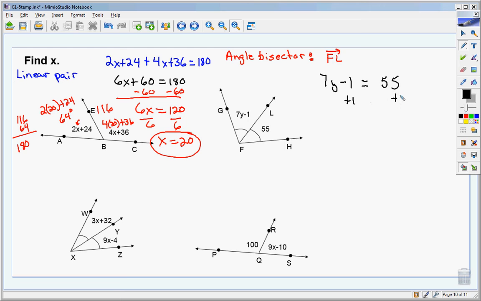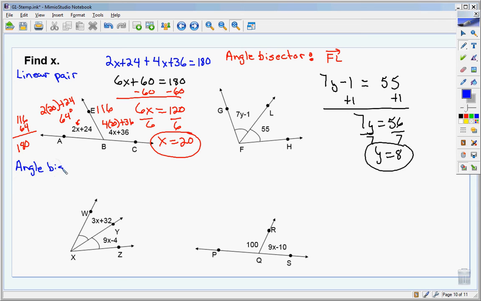We're going to add 1 to both sides. I now have 7y equals 56. And I divide both sides by 7. I get y is equal to 8. Next picture. It is another angle bisector. What's the bisector? Ray XY.